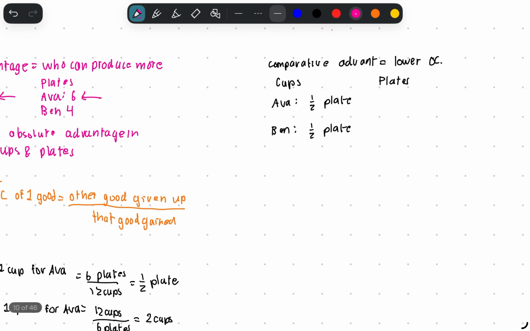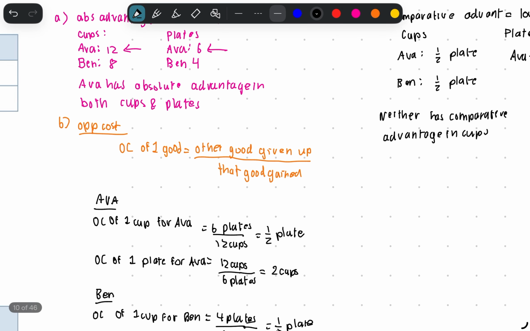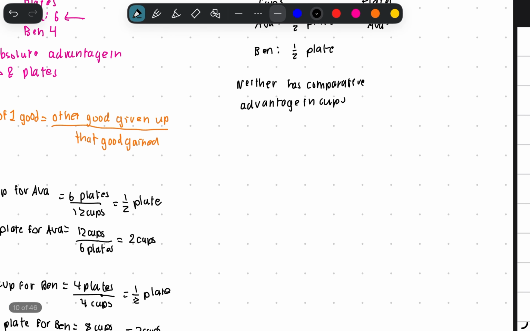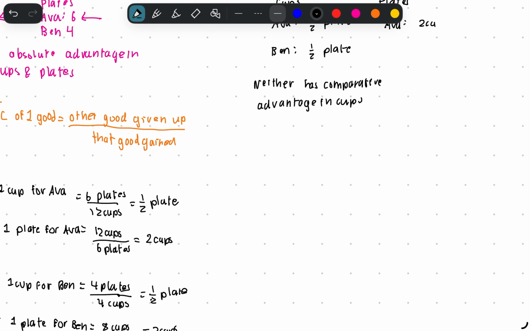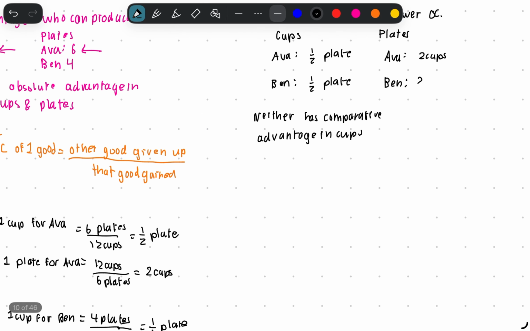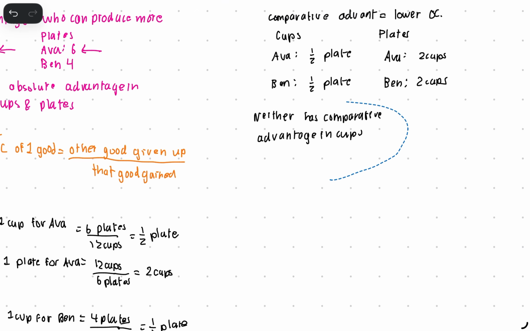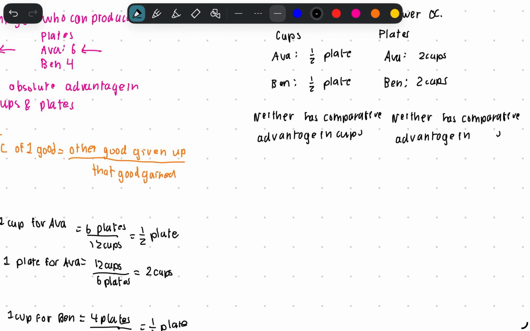So for cups, we are going to say that neither has the comparative advantage in cups. For plates, we have that Ava has the opportunity cost for 1 plate that is equal to 2 cups. And we see that Ben has the opportunity cost that is also equal to 2 cups. So we can say the same thing, that neither has a comparative advantage in plates.